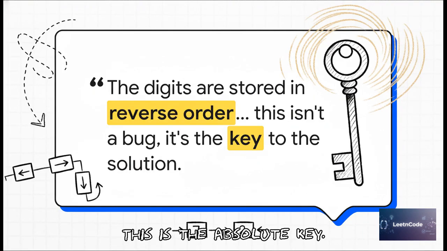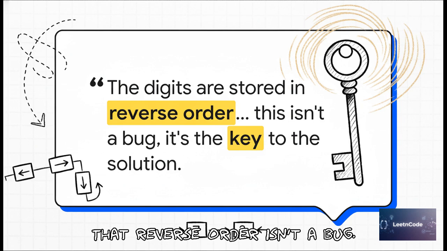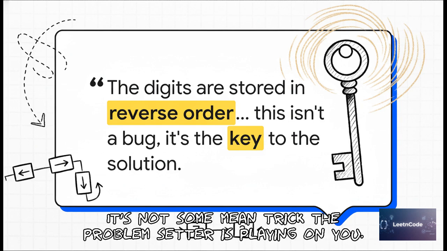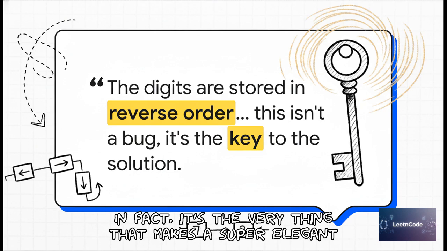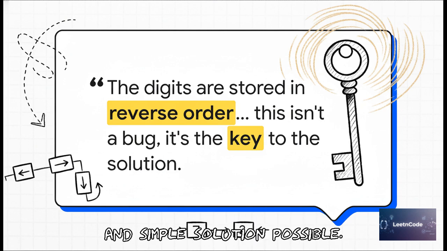And that's it, right there. This is the absolute key. That reverse order isn't a bug. It's not some mean trick the problem setter is playing on you. It's a massive hint. In fact, it's the very thing that makes a super elegant and simple solution possible.